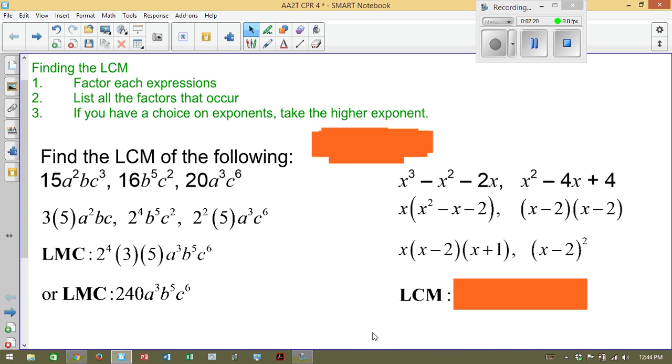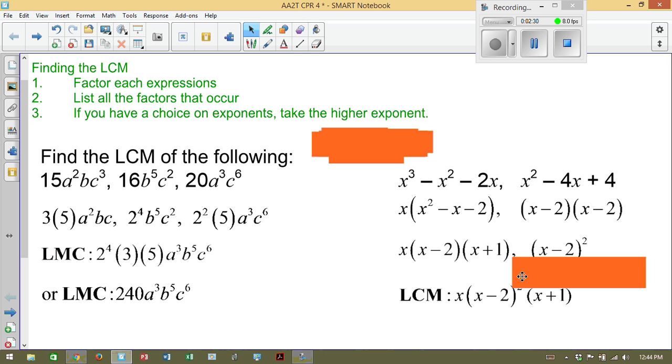Once again, to find your least common multiple, you write down all the different things that show up, which would be an x, an x minus 2, and an x plus 1. Remember, if you have a choice in exponents, and we have a choice in exponents with the x minus 2's, we could either choose the first or the second. We always want the higher exponent, and that's your least common multiple.